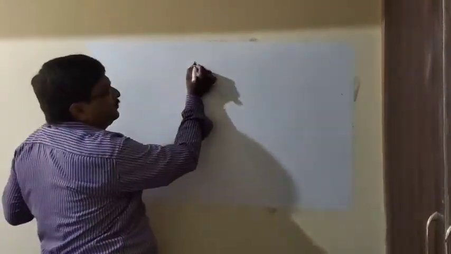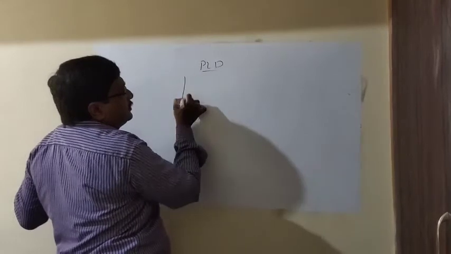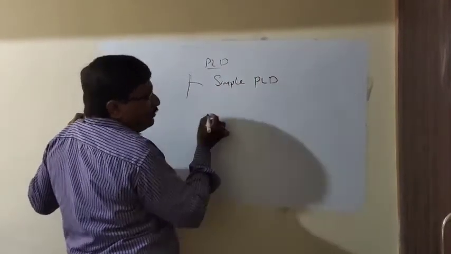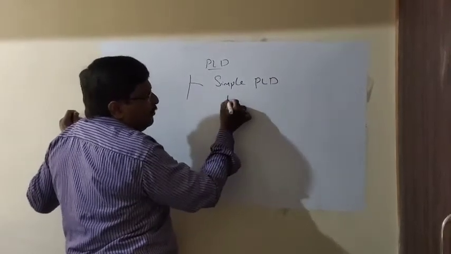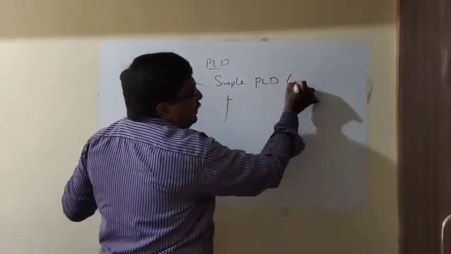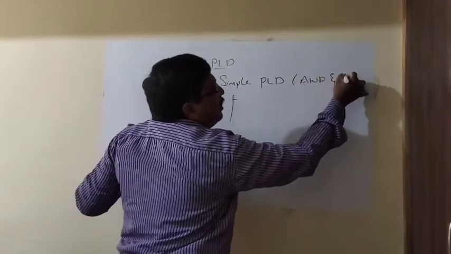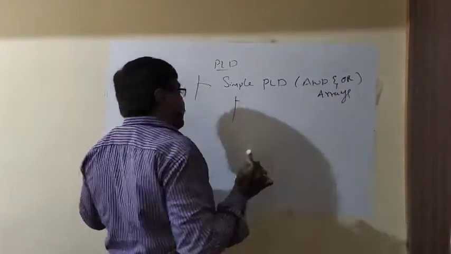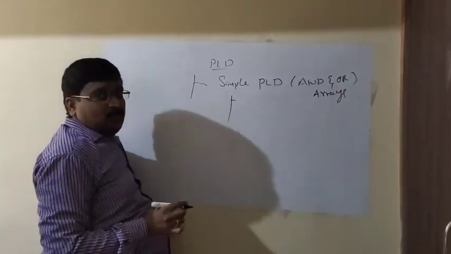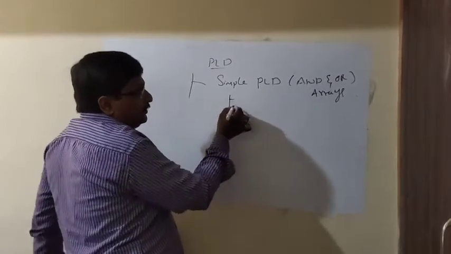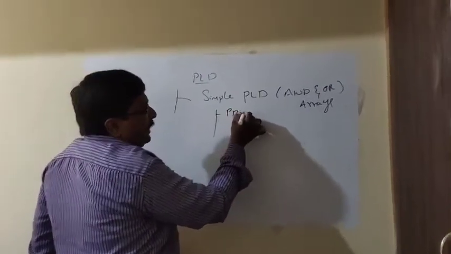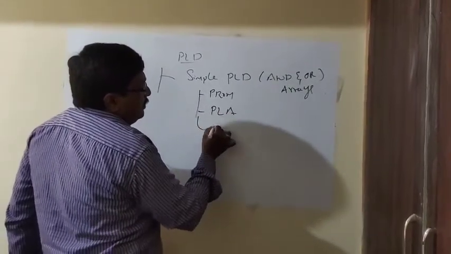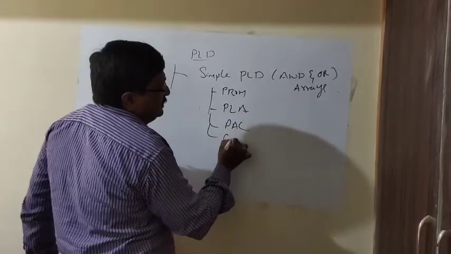There are different types of PLDs. The first is the simple PLD. Simple PLDs are configured using a combination of AND gate and OR gate arrays, and they are classified into various types: the PROM type, PLA, PAL and GAL.